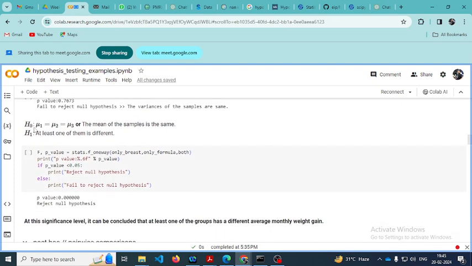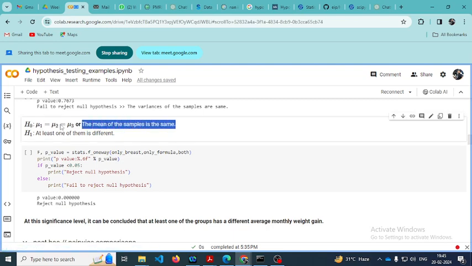Initially, your H naught is that the means of all three groups of data, that is mu1, mu2, mu3, are the same, and the alternative is that at least one of them is different.